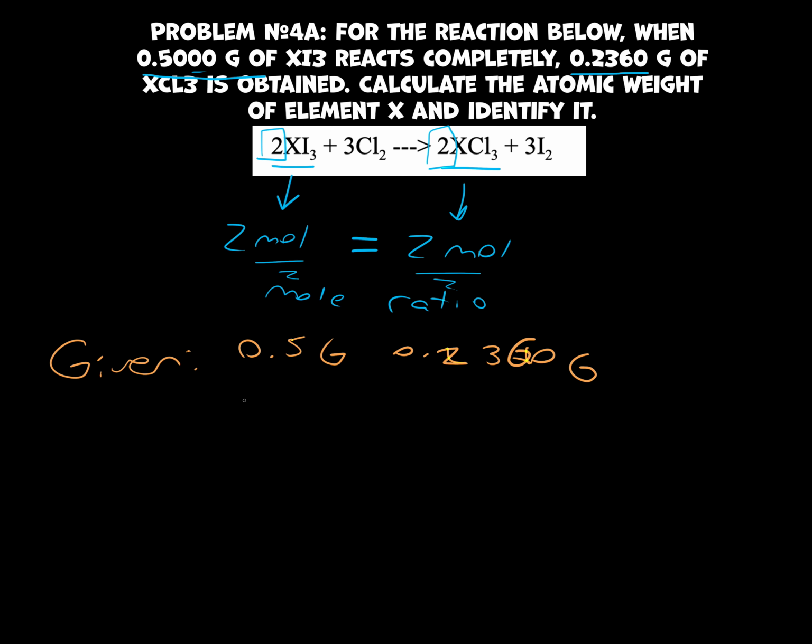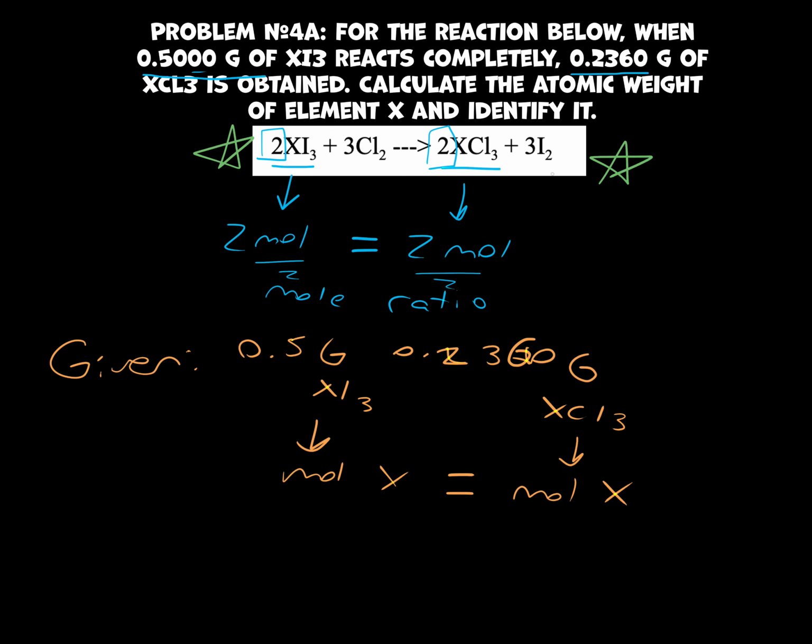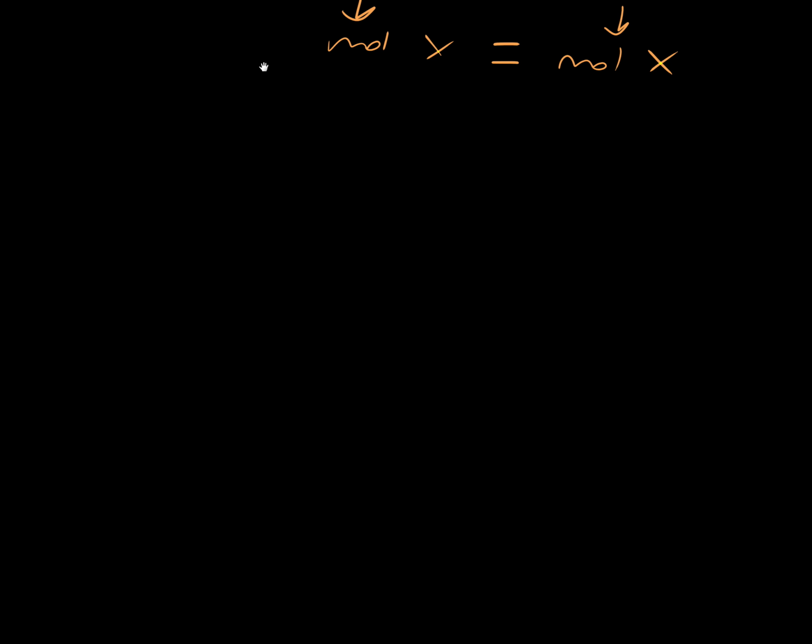So from this, remember, we always need to put units. And from here, we're going to be able to find the moles of our element X and the moles of our element X, and we're going to be able to compare those to be equal to each other, as in our balanced equation, which is very important. So let's move along to the steps, shall we?